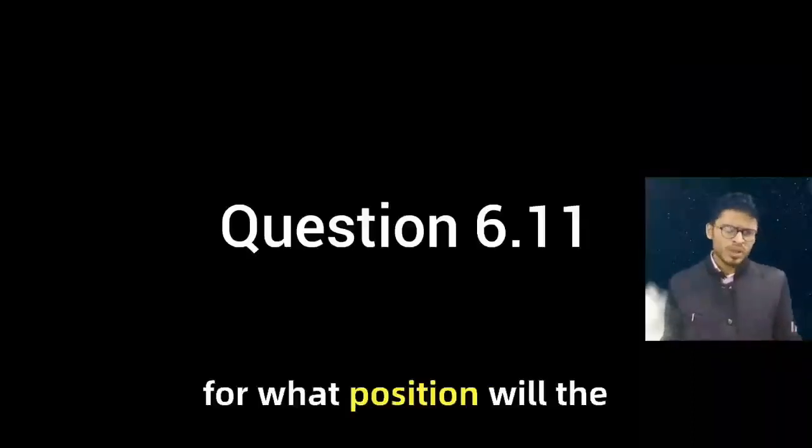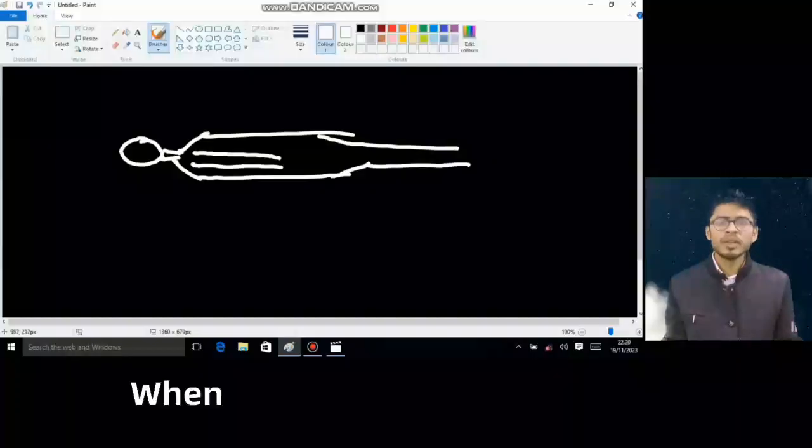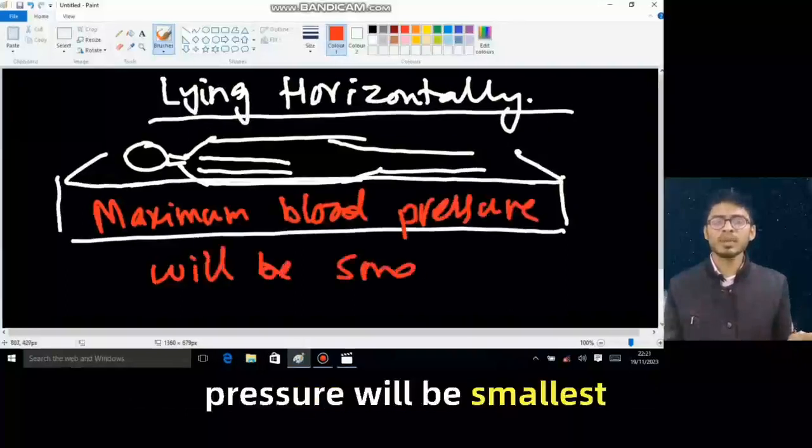For what position will the maximum blood pressure in the body have the smallest value? When lying horizontally, the value of maximum blood pressure will be smallest.